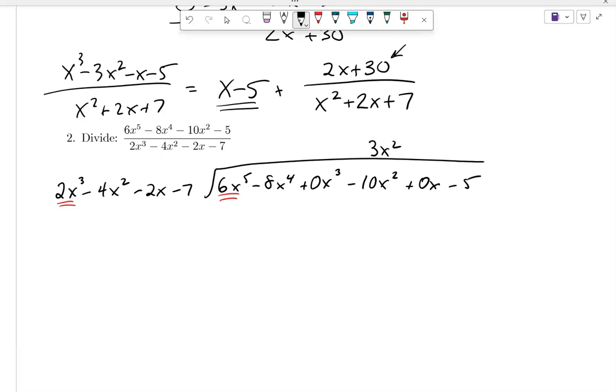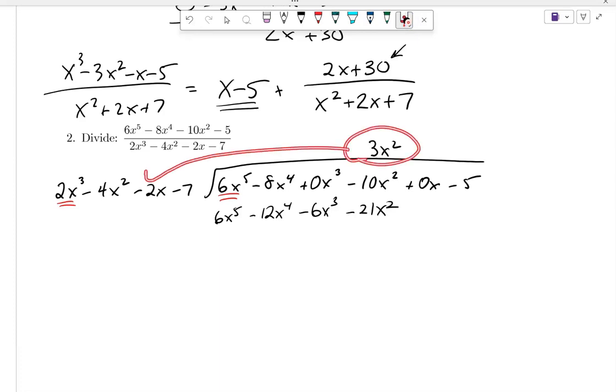Okay. What do I do with this 3x squared now? You have to take that 3x squared and multiply it across that whole thing over here. So I get 6x to the 5th, negative 12x to the fourth, minus 6x to the third, minus 21x squared. Yes, take that 3x squared and distribute it over that whole thing, multiplying by every single term.